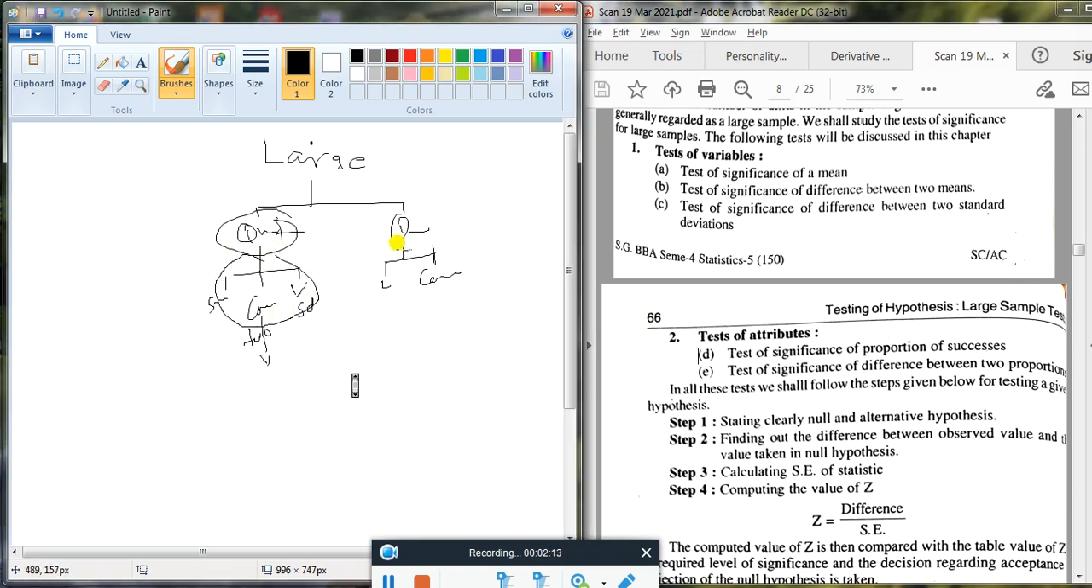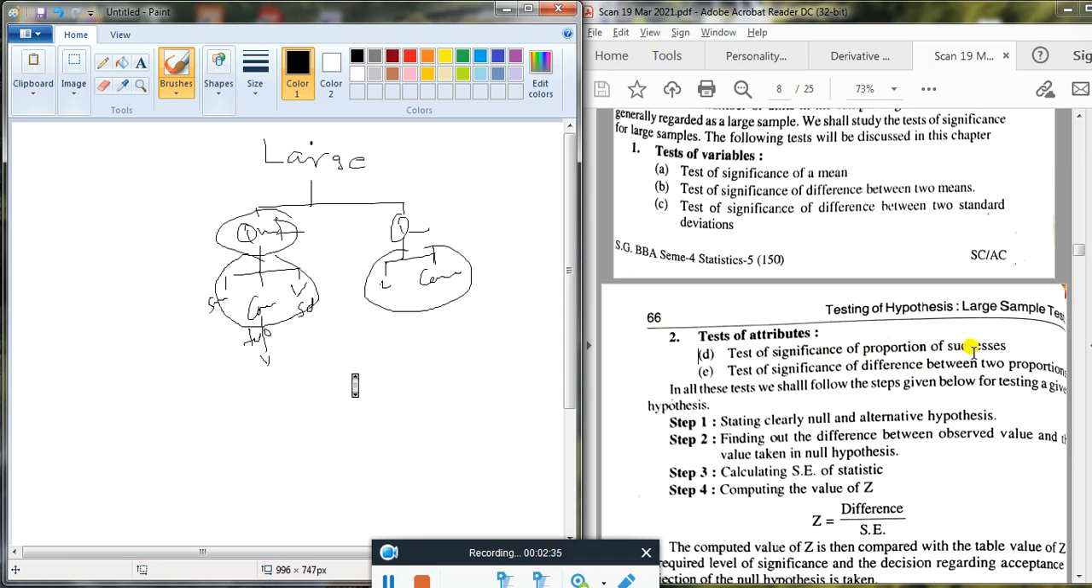Now in these 2 parts we are having what are called attributes: test of significance of proportion mean and test of significance of difference between two proportion means. हाँ, भले ही यहाँ पे सक्सेस लिखा है बट इट्स अ मीन. मीन को ही फोकस करेंगे सर. प्रोपोर्शन ऑफ सक्सेस वो दैट इज p को टेस्ट कर रहे हैं, इस हिसाब से प्रोपोर्शन ऑफ सक्सेस लिखा है.